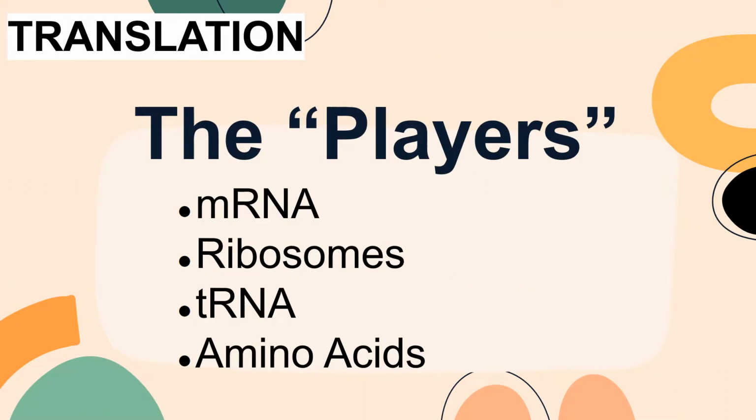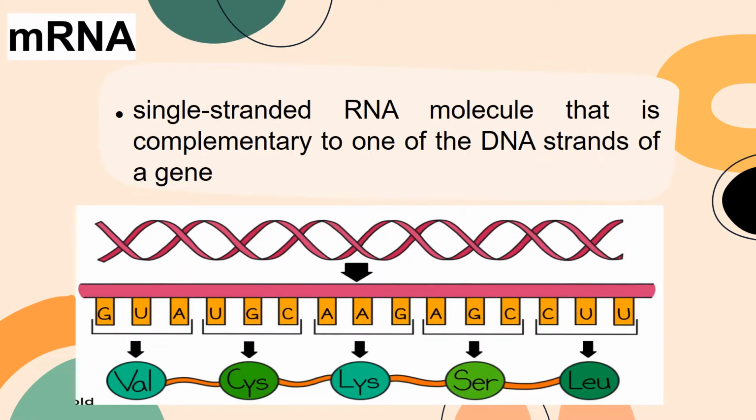So here we have four players. These players are the key components which are required for translation to happen. So these are the mRNA or the messenger RNA, the ribosomes, the tRNA or the transfer RNA, and the amino acids. Okay, so first is the mRNA.